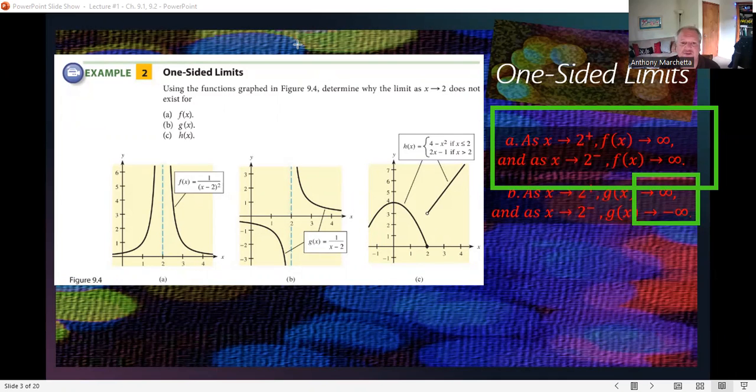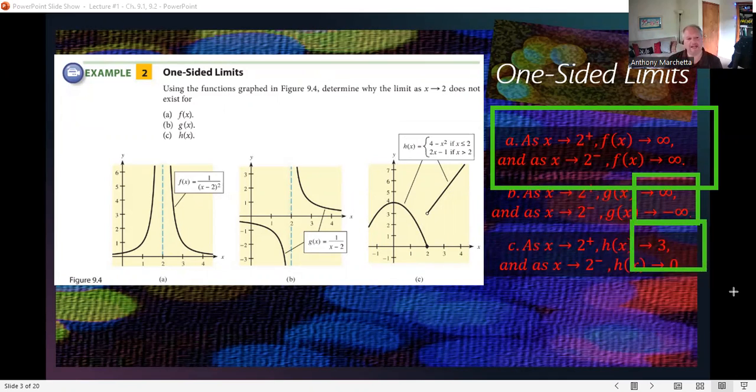And last but not least, of course, the third one does not exist as well. And that is for the same reason. As you approach from the right, you get a different value than as if you approach from the left, 3 and 0. All right. So we like to call these one-sided limits.